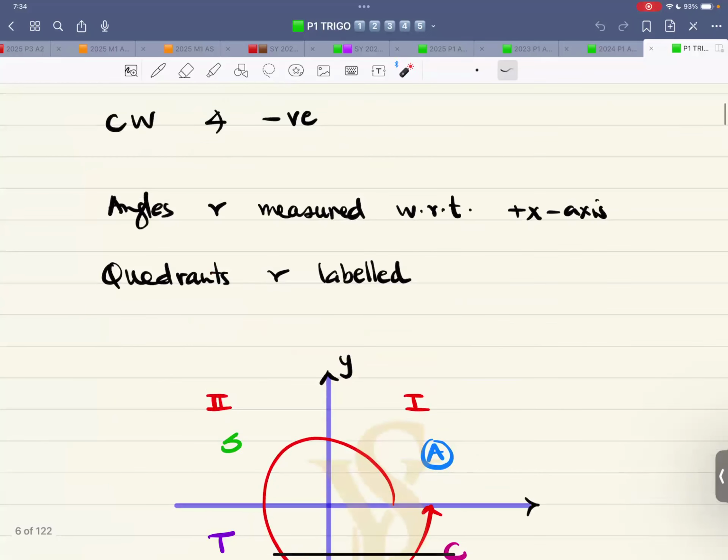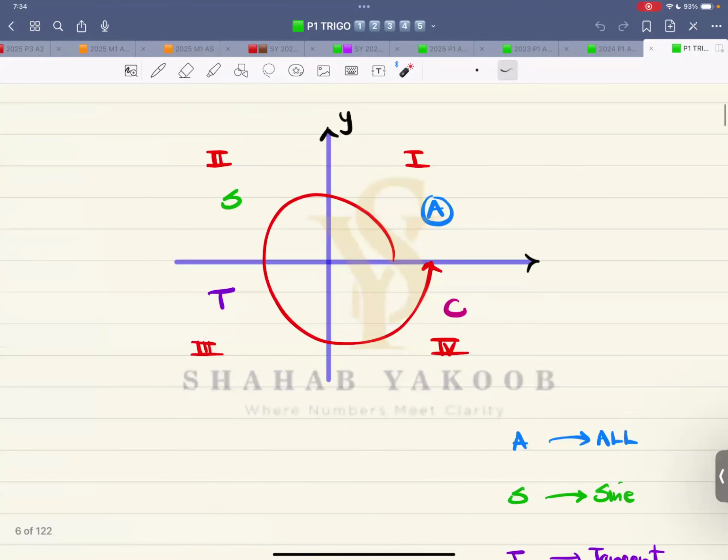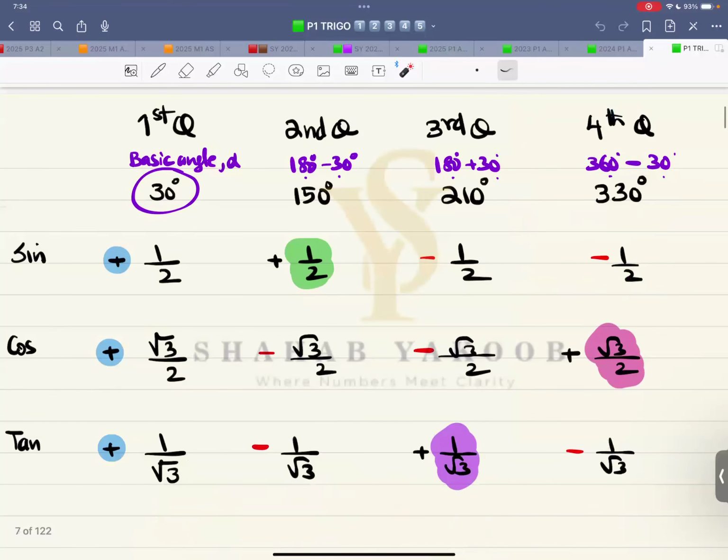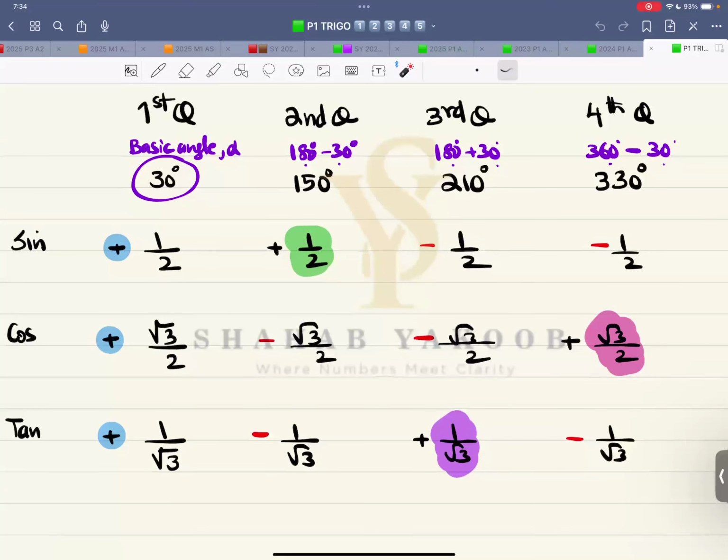The quadrants thing, that is about in the first quadrant, what is positive, second, third, and fourth. Of course, you know it all by now. And then in the first and the second quadrant, sine is positive. In the first and the fourth quadrant, cosine is positive. In the first and the third quadrant, tangent is positive.